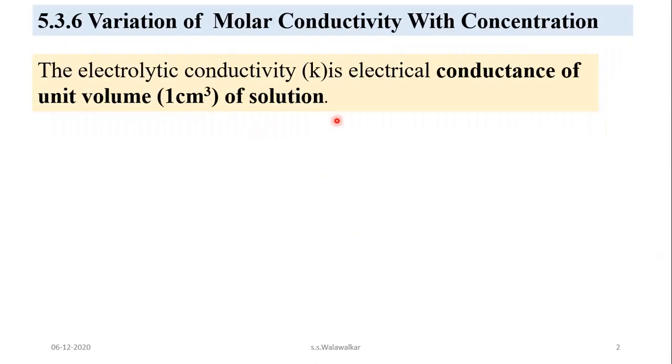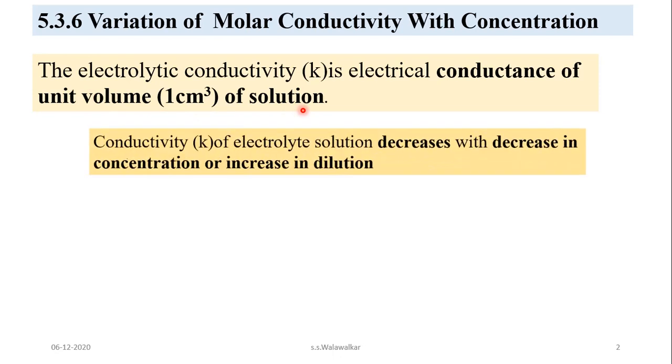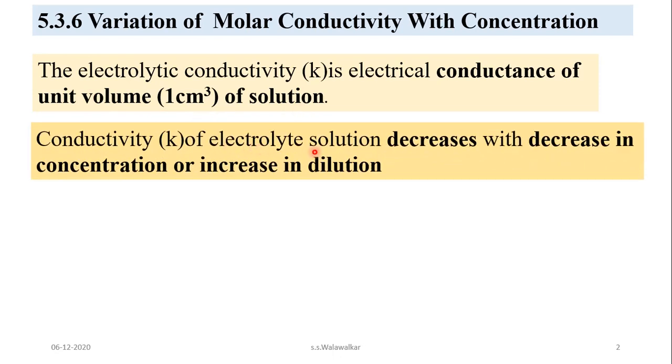So in the last lecture, we studied what is meant by conductivity. Conductivity is the electrical conductance of all the ions present in unit volume of the solution. That is called conductivity. And this conductivity of an electrolyte solution decreases with decrease in concentration, that means increase in dilution.